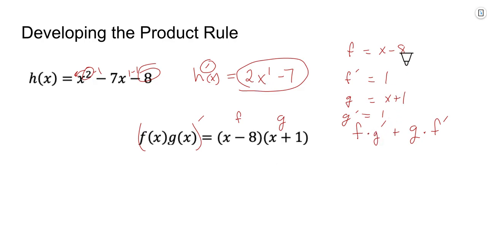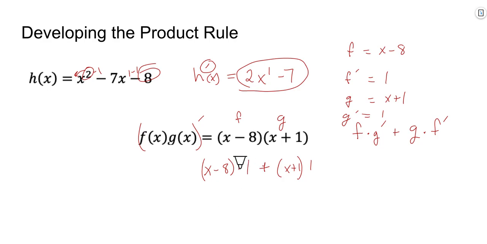So I've got the f function, the first part, where nothing's been done to it. So that's x minus 8. I'm going to put parentheses, and that gets multiplied by the derivative of g. And then I'm going to add the g function, which is x plus 1, times the derivative of the f function, which happens to be 1.